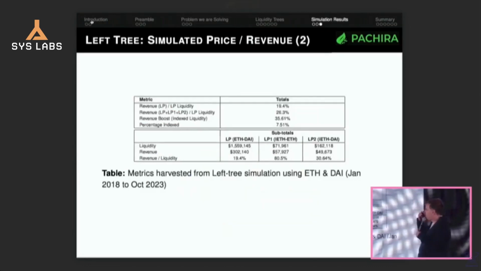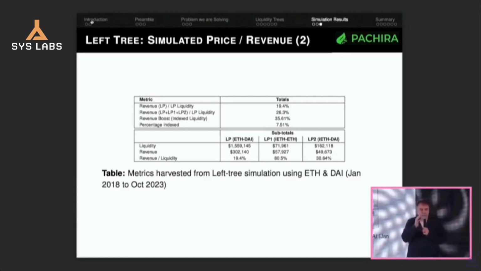So we tabulated the results here. In the top line, we have the revenue of our parent, which for the sake of this simulation, we use real data from ETH DAI or ETH USDC, starting from January 2018 all the way to the end of 2023. And we see a return of 19.4%. When we implement the tree, it jumps to 26.3%, which is a revenue boost of 35.61%.